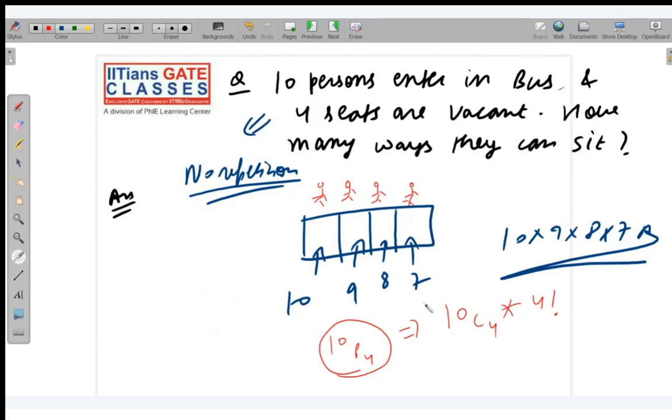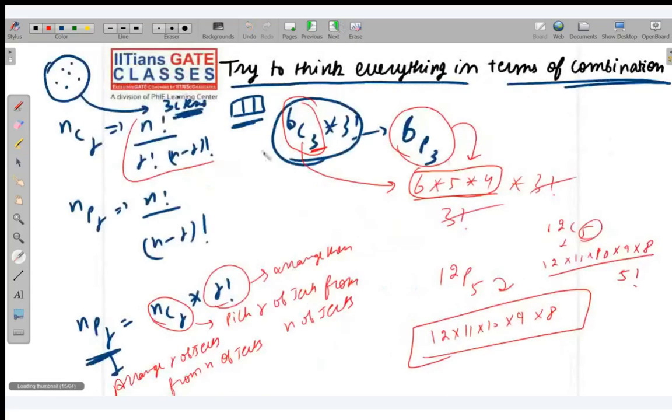Please take a snapshot of this slide also, and take a snapshot of this slide also. Try to think everything in terms of combination. You should remember this thing. In the next slide I will show you why I am saying this.